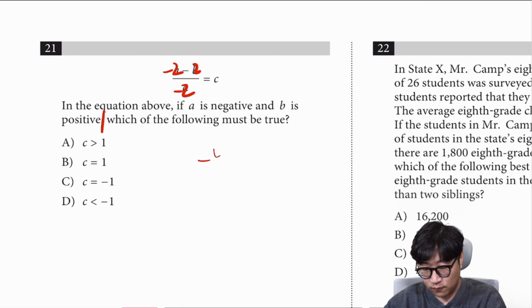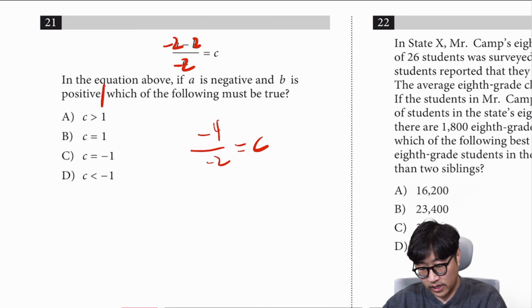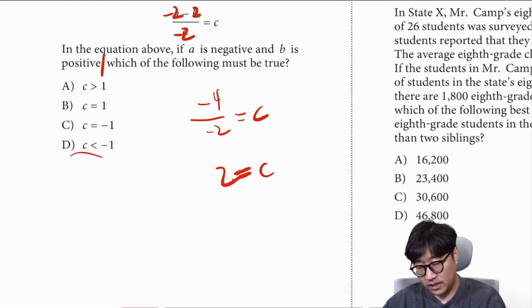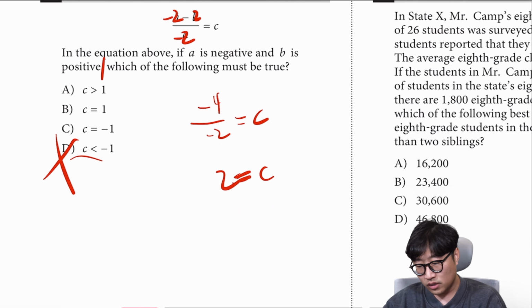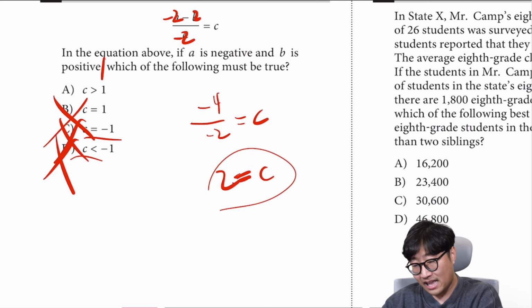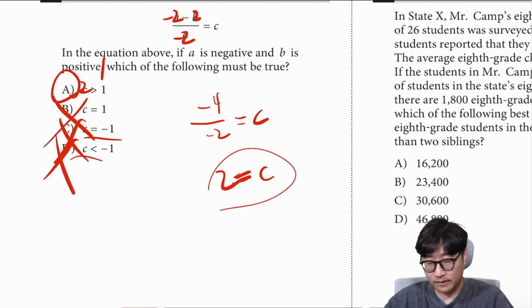So I get negative 4 over negative 2 is equal to C. So I got C is equal to 2. So which of the following must be true? D, it's got to be less than negative 1? No, I just got 2. C is equal to negative 1? No, I just got 2. C is equal to 1? No, I just got 2. But C is greater than 1? Yeah, I got 2. And that's the only thing that fits the criteria.